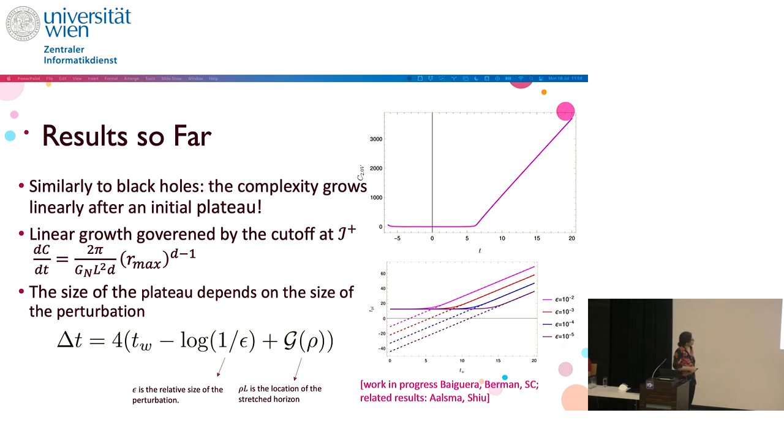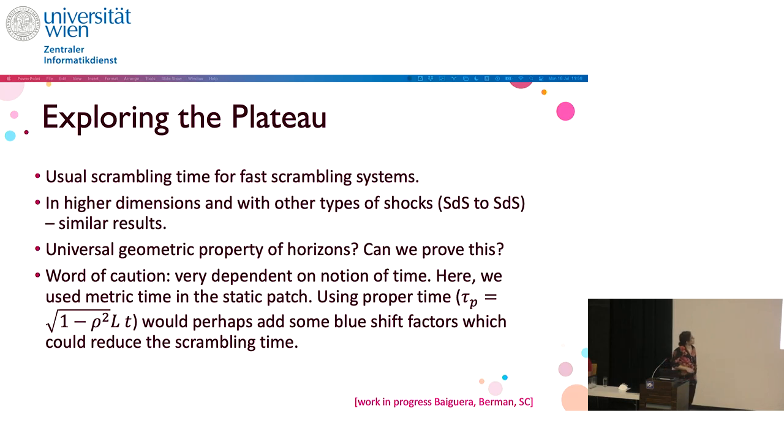shock. And what we see is actually a behavior very similar to the one that one sees in black holes. So essentially, a linear dependence on the time of the perturbation and a logarithmic dependence on the energy of the shock, and some additional factors which depend on the location of the stretched horizon. And so that's actually a way to identify the scrambling time. So what we see is actually the usual scrambling time for fast scrambling systems.